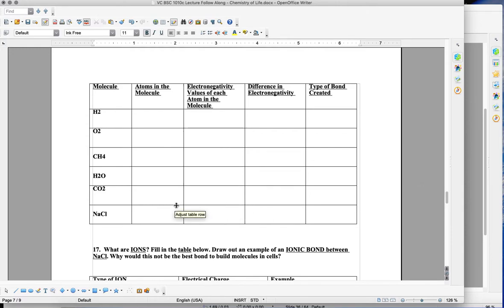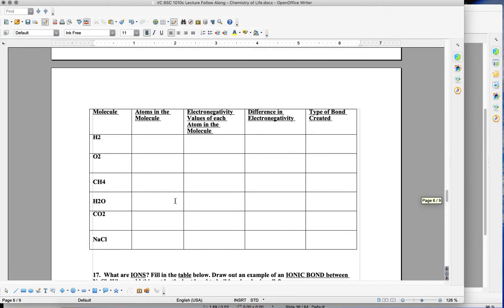Let's say that we're talking about a molecule of hydrogen gas, H2. So how this works here, and let me actually draw this out, because this is one that I didn't show you before.